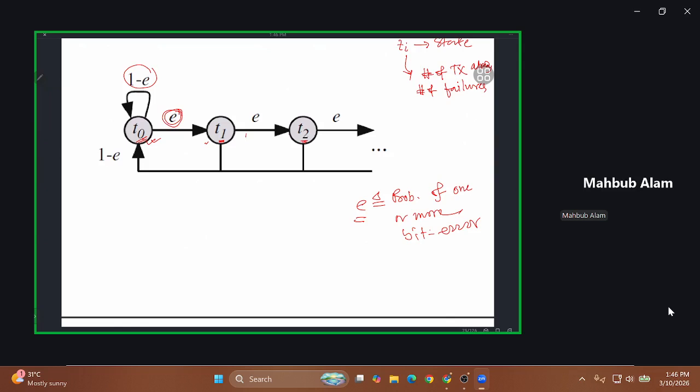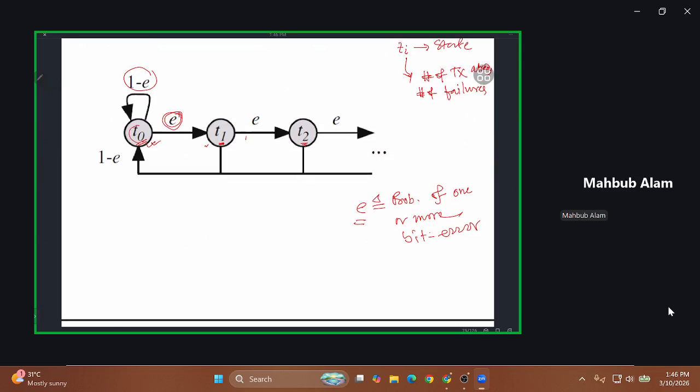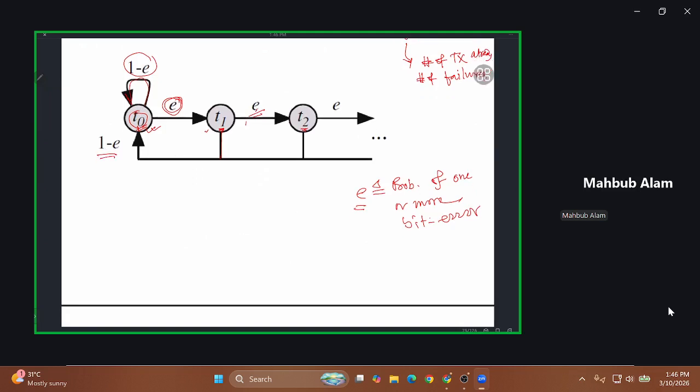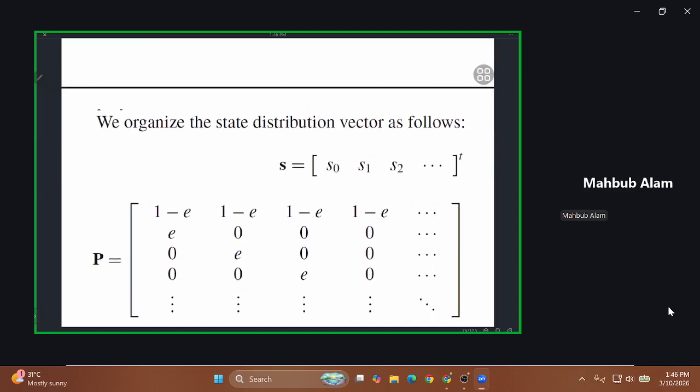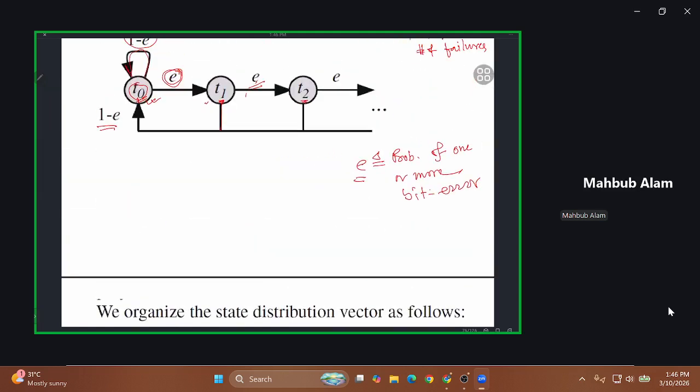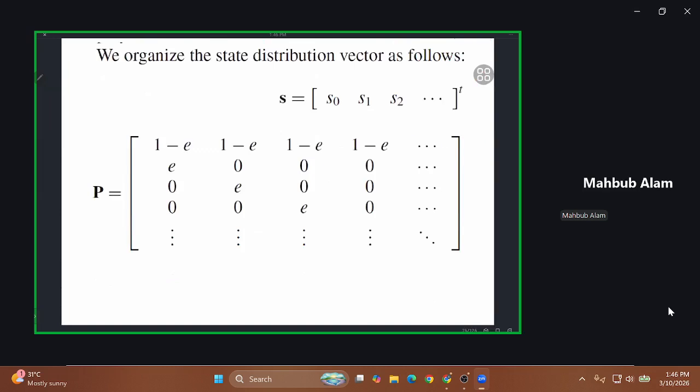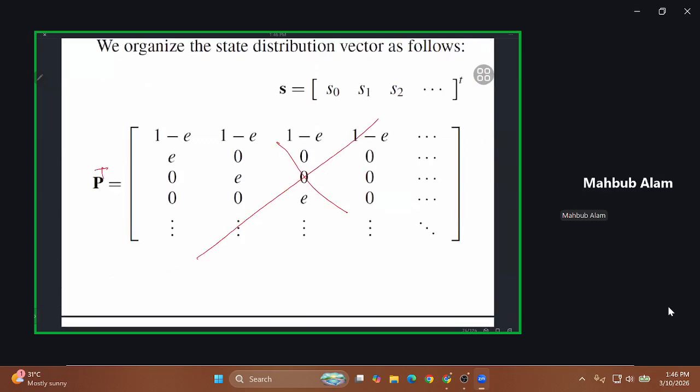So if the station transmits a packet at T0, with probability 1 minus E it remains here, meaning a successful transmission occurs and it goes for the next packet. From T1, a failure occurs with probability E, a success occurs with probability 1 minus E. So the chain is very simple, but once again, this is the transpose. You need to consider the opposite one. I did not write it here.